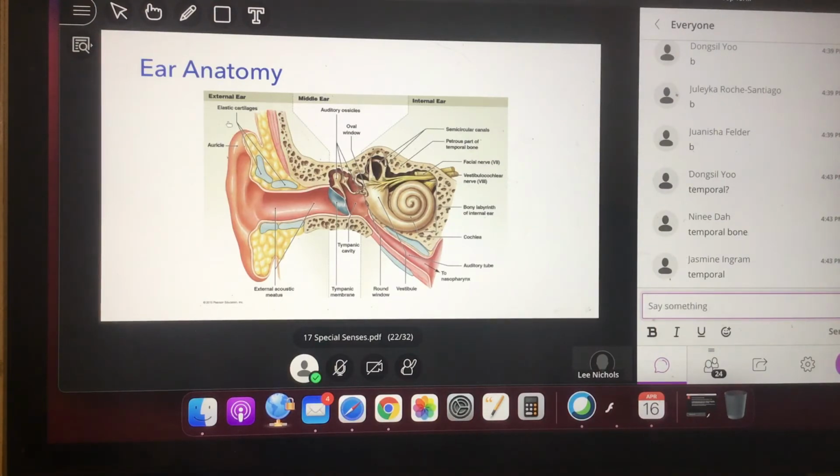The epiglottis in your throat, in the pharynx, is the only other place that has this unusual and unique type of cartilage that helps maintain the shape of the auricle. Then we got the external auditory canal traveling through the temporal bone.